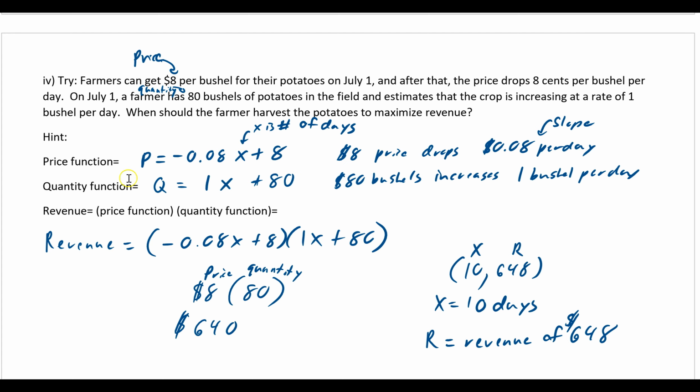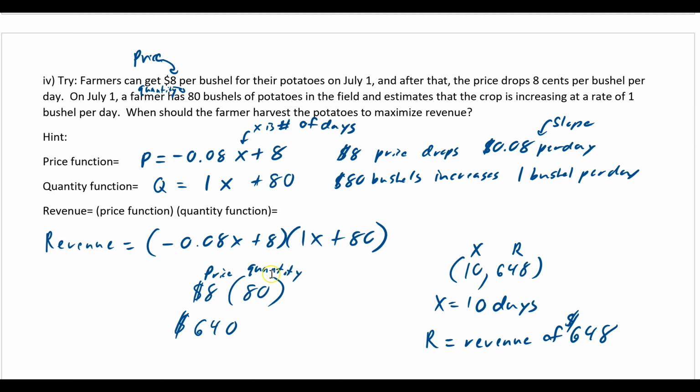We also have a quantity function. And so what's happening is you have a price and a quantity. So right now he can get $8 per bushel, and he has 80 bushels. So if you were to multiply that, he would get $640. But if he keeps farming, he will have more bushels. So instead of cutting the field down and then there's nothing left, he can actually grow more, correct?